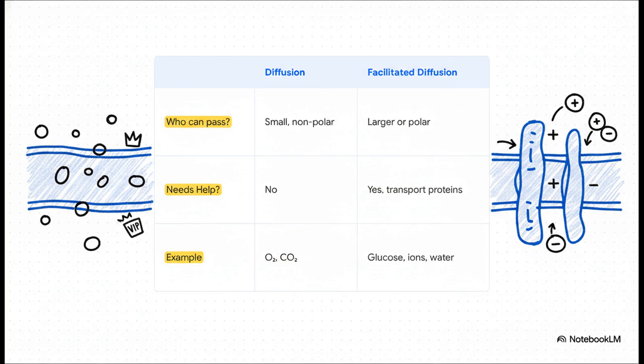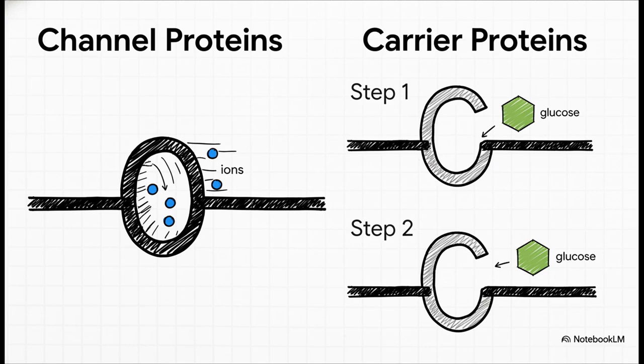But on the other hand, you have facilitated diffusion. This is for molecules that are a bit bigger or have an electrical charge. They can't just sneak by. They need a little help from a protein escort to get across. And that help they get? Well, it comes in two forms, and you can think of them as express lanes at the border.